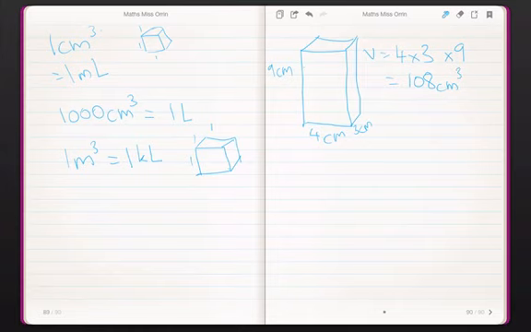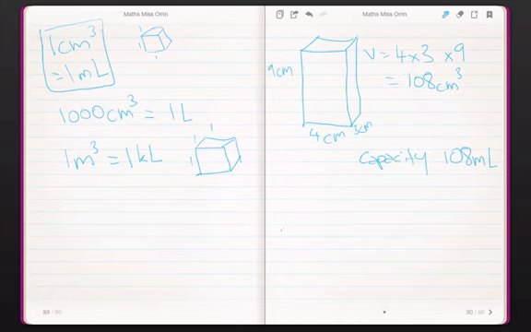Now, if we look at our rule over here, that 1 centimeter cubed is 1 milliliter. So the capacity, for every 1 centimeter cubed, there is 1 milliliter. So if there's 108 centimeters cubed, there must be 108 milliliters. Okay, so that is how much water or any sort of liquid that this shape would hold. Hopefully that makes a bit of sense to you.